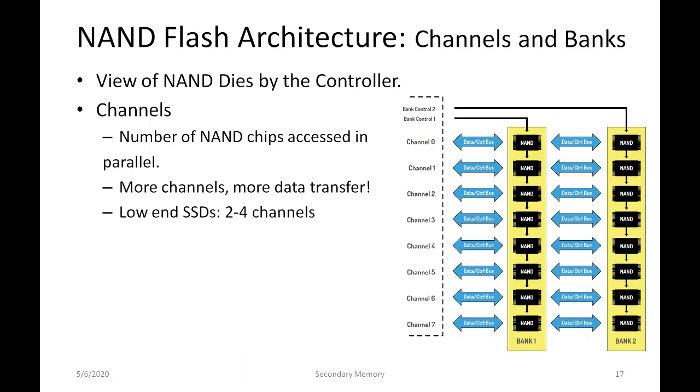Typically, low-end SSDs would have 2 to 4 channels. On the higher end, we can have as many as 10 channels. Now, the number of channels that a particular SSD can have depends on the performance that is required in the final system, the power that we can spend, and overall size of the SSD itself.